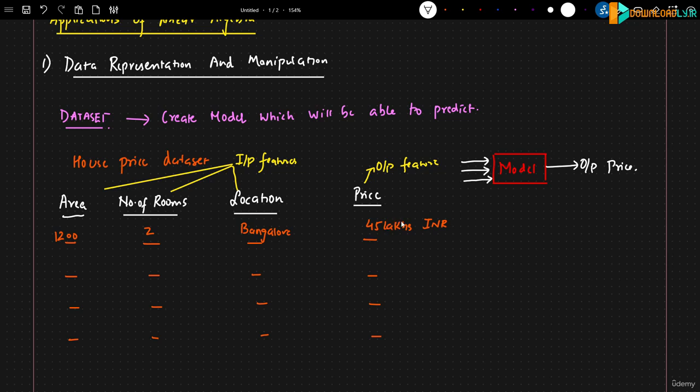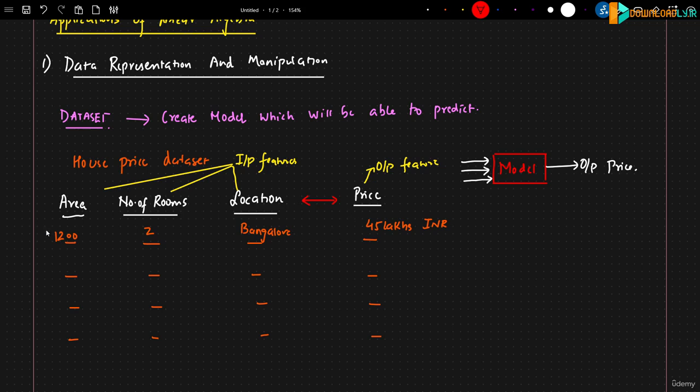Now understand, as a human being, because our brains are so well trained, we know that if the area of the house is more, if the number of rooms is more, and the location is in a tier 1 city, obviously the price is going to go high. But if we are training a model completely from scratch, the model does not understand any of these features, right? It does not understand area or number of rooms or location. All it understands is numbers and how the relation of all these input features is with respect to the price. It needs to really understand that.